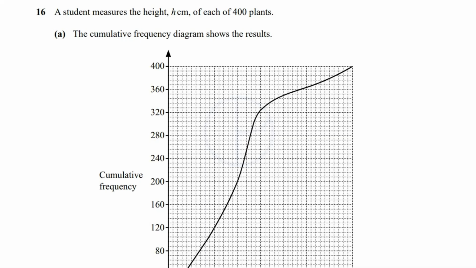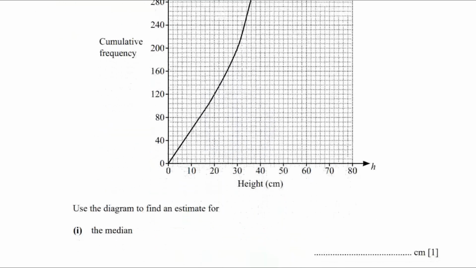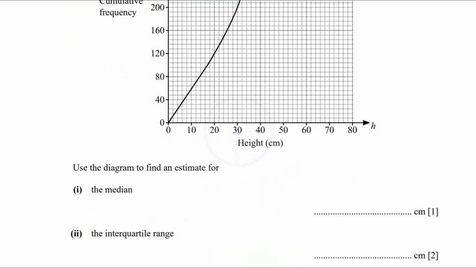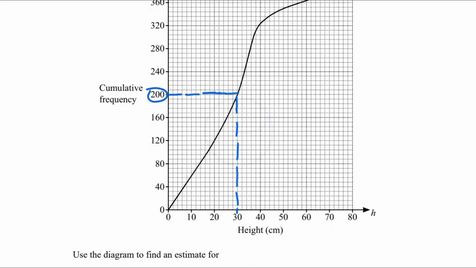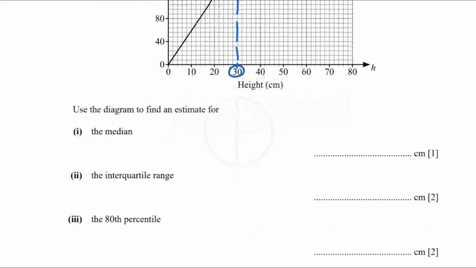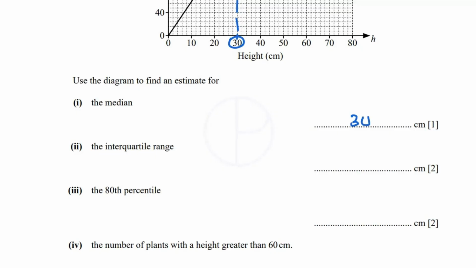Next, a student measures the height h centimeters of each of 400 plants. The cumulative frequency diagram shows the result. Use the diagram to find an estimate for the median. Here total value is 400. Half of that is 200. So corresponding to 200 is 30. So the median is 30 centimeters.